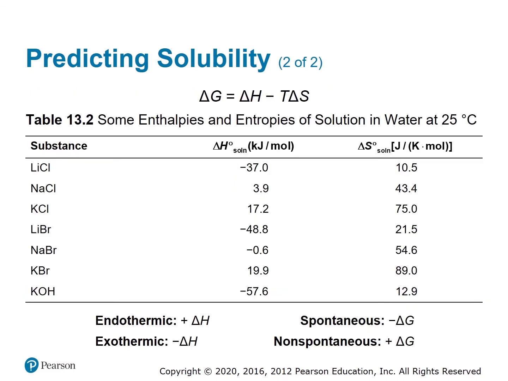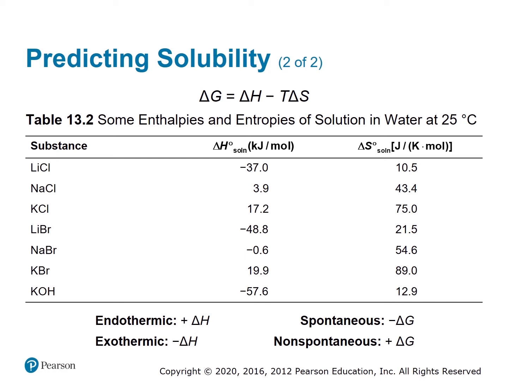Okay, but why bother caring about entropy? It turns out that we need to know both the entropy and enthalpy changes for forming a solution to predict whether two substances can actually mix together to form a solution in the first place. At the top of this slide, we have the equation that tells us whether a solution-forming process will occur spontaneously or not.